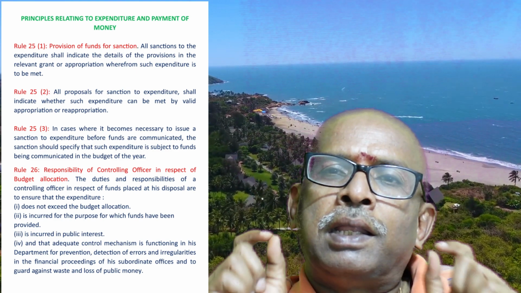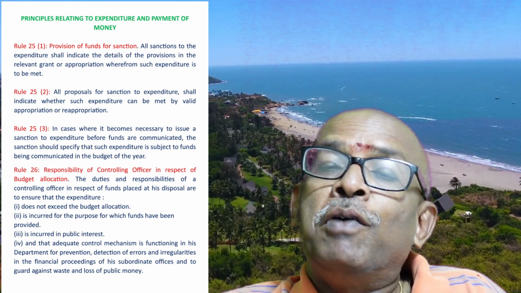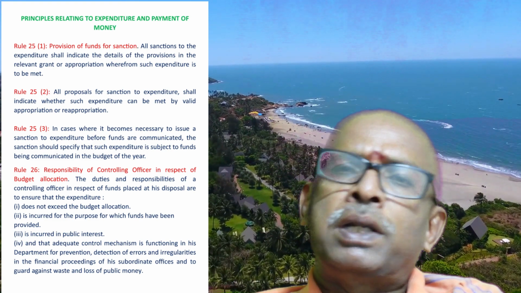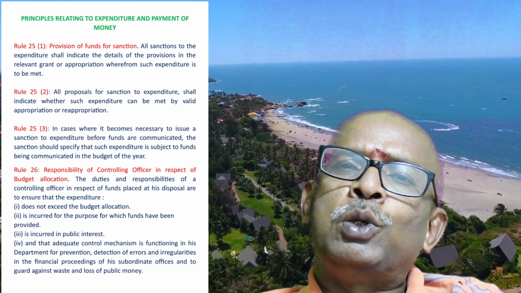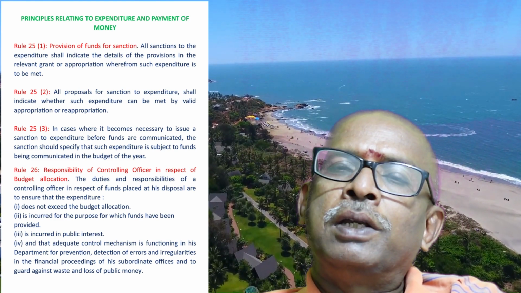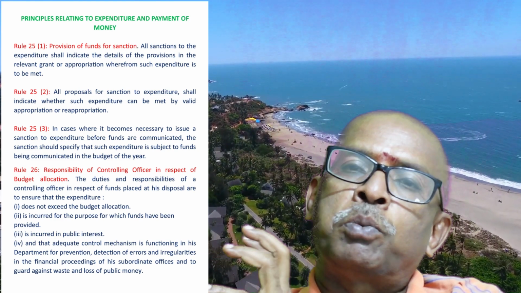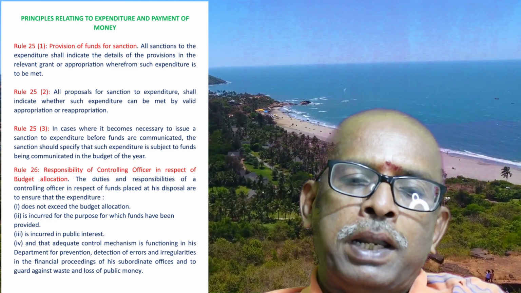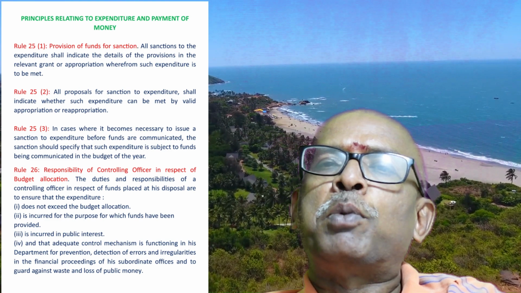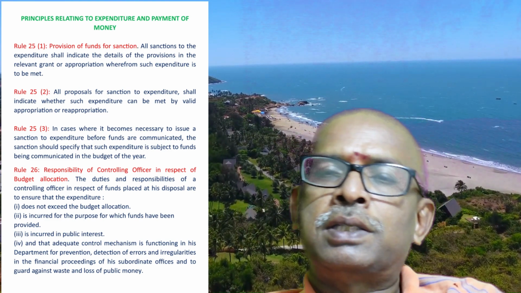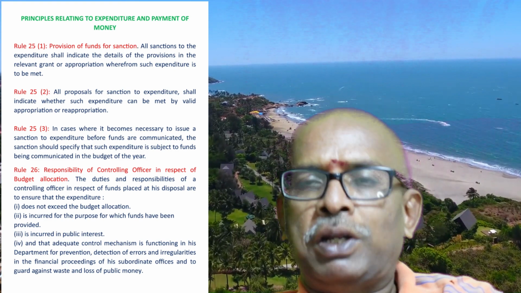And the expenditure is not wasteful. We have already discussed the standard of financial propriety. You need not be frugal and you cannot be a spendthrift either. What would a person of ordinary prudence do? That way you can do in public spending also. And loss of public money also should be prevented at all cost. It is the responsibility of the controlling officer.